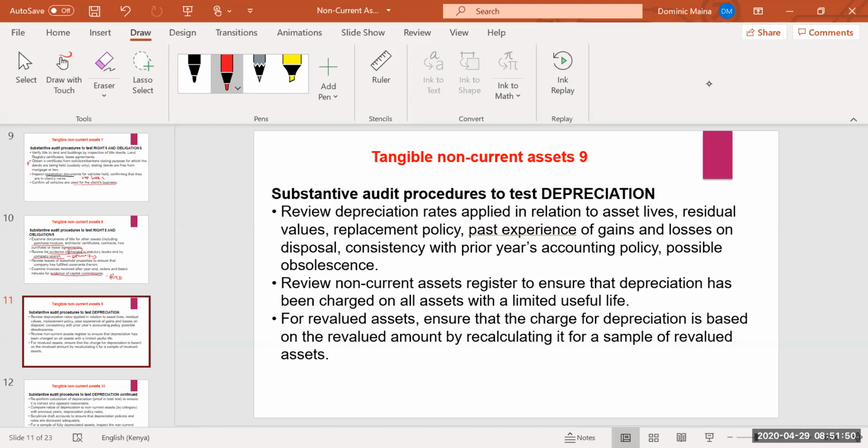If you're using the reducing balance basis, what should happen to the depreciation charge last year and this year? If you're using the reducing balance basis as the method of depreciation, and you carry out a comparison of last year and this year, what should you observe?